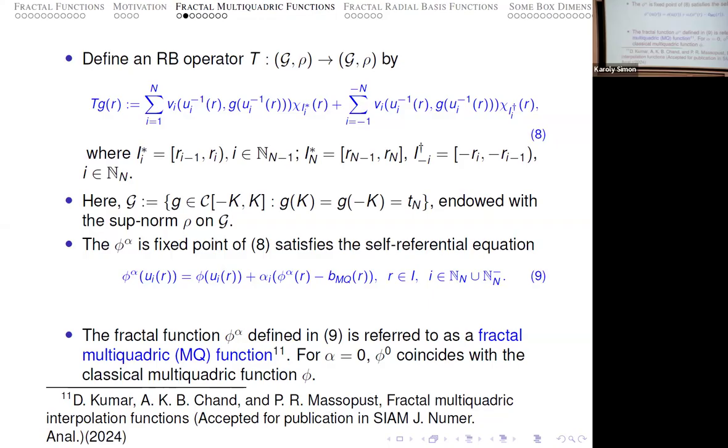And then we have to define this space G, and if it is endowed with the supremum norm, one can prove that this T is a contraction, and then you will get the fixed point here. When you take alpha equal to 0, it will match the classical multiquadratic function. This paper is simply accepted in Sadhana.